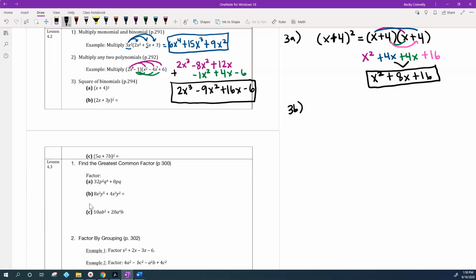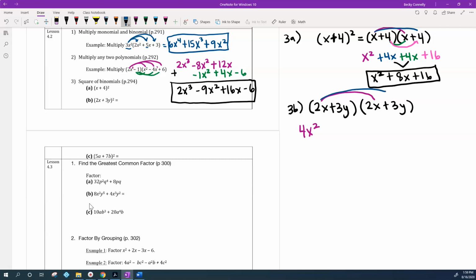All right, so it's pretty similar. So we're going to take that 2x plus 3y all squared and just write it out as 2x plus 3y times 2x plus 3y. Right? And then again, we will distribute here. So 2x times 2x is 4x squared.